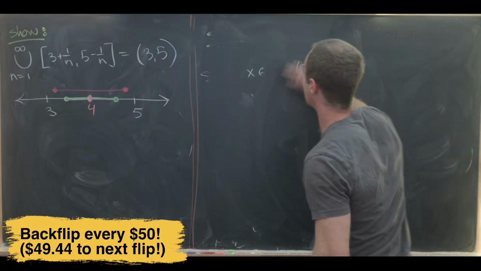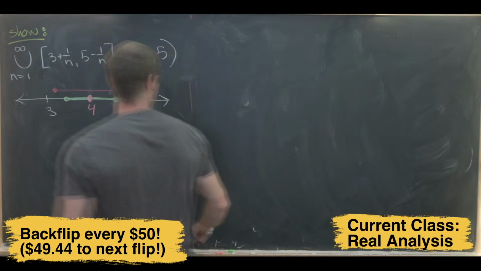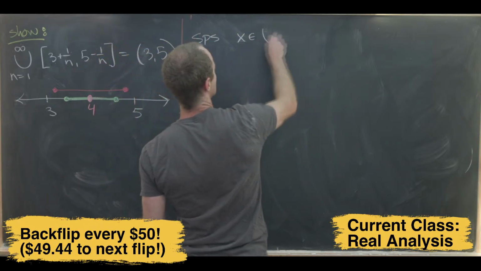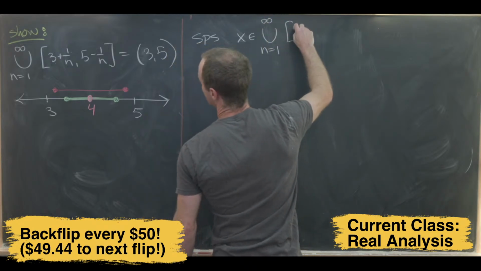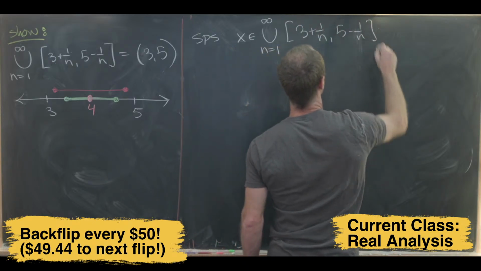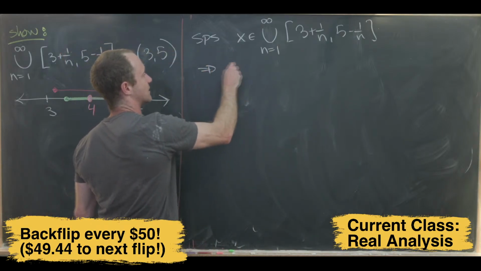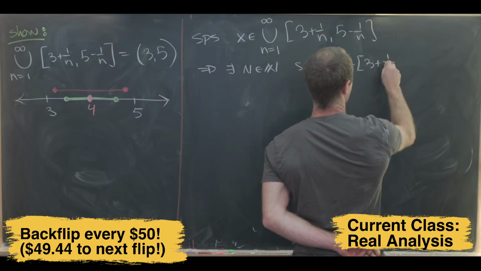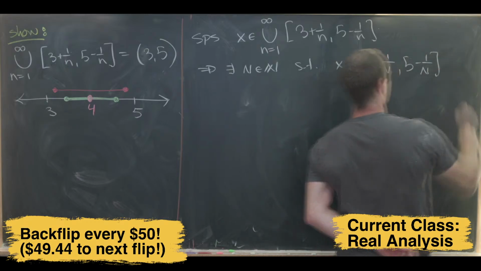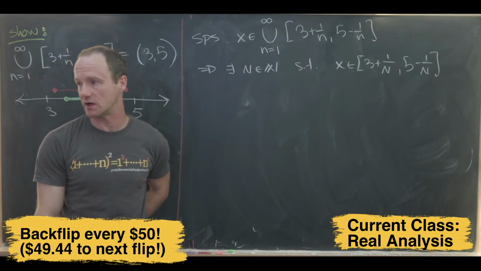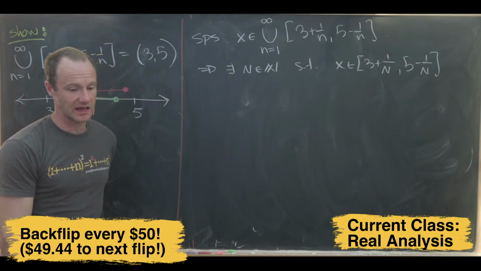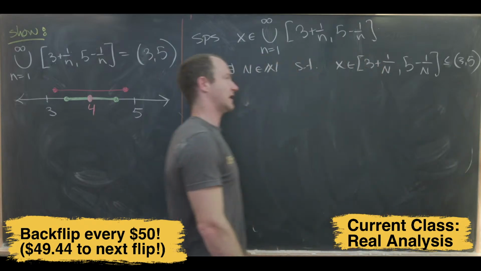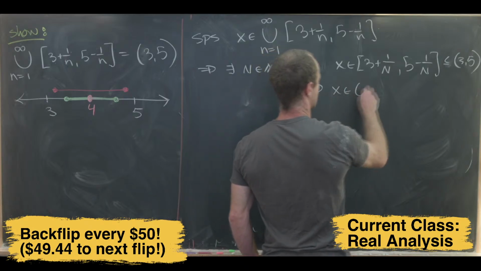So we need to do this by double inclusion again, but this is not going to be an if and only if statement like the others were. There's a little bit more going on here. You have to use important principles. So let's suppose that x is in the union as n goes from 1 to infinity of the closed interval 3 plus 1 over n, 5 minus 1 over n. Okay, so that means there exists some natural number capital N such that x is in 3 plus 1 over capital N, 5 minus 1 over capital N. That's the definition of being inside of the union of indexed sets, that you're at least in one of them. But notice that this is a subset of the open interval 3 to 5. So that ends up with x is in the open interval 3 to 5.